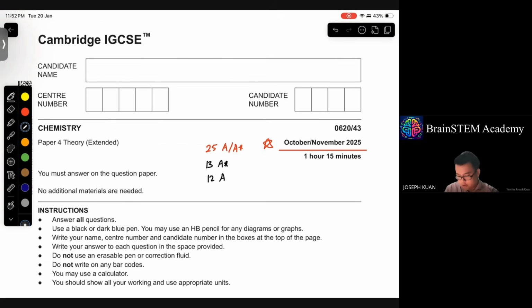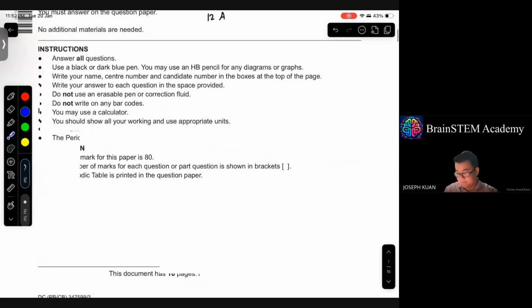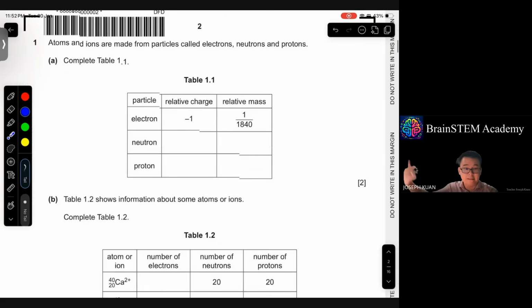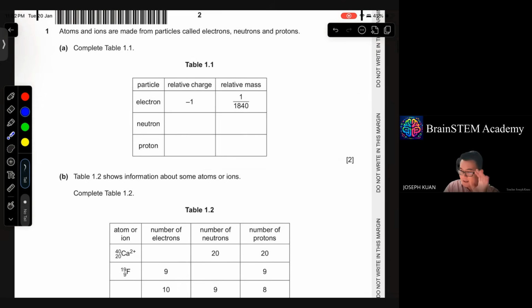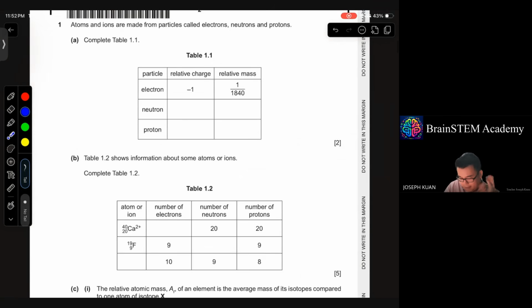Today we'll be working on Paper 4 from October/November 2025. This is the exam paper that my students take for that season. First question: atoms and ions are made from particles called electrons, neutrons, and protons.